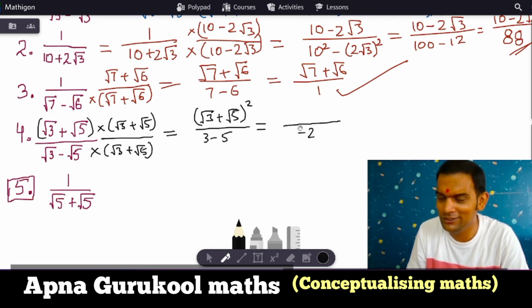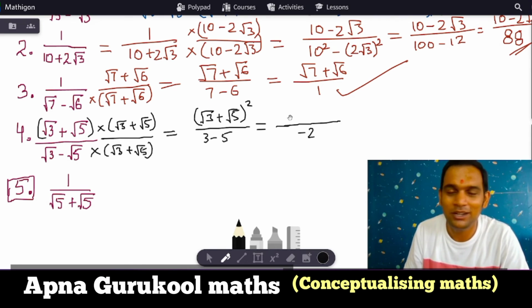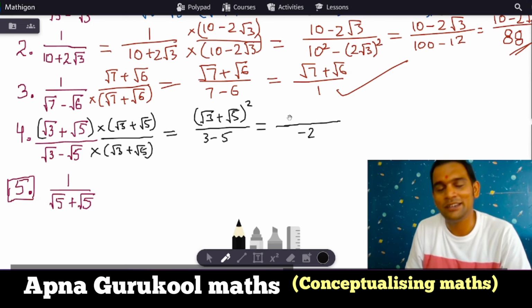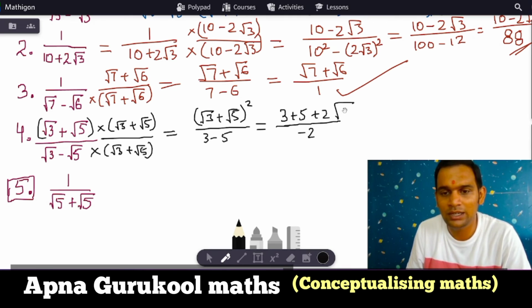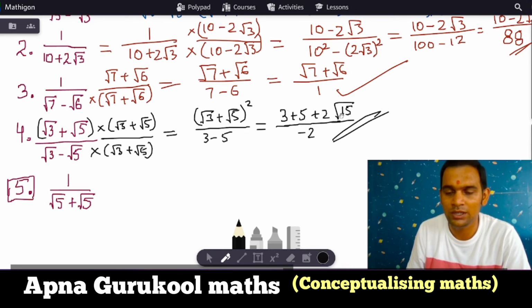Is minus 2 a rational number? I know you're laughing. Yes, it's obviously a rational number. So we are not worried if it's a negative or a positive. We can obviously take this negative to the numerator. But first of all, let's solve this numerator. Obviously, we know the identity of root a plus root b. So this gives us 3 plus 5 plus 2 under root 3 times 5, which is 15. Yes. And that is how we get to the answer.